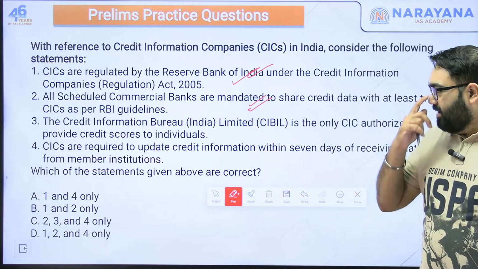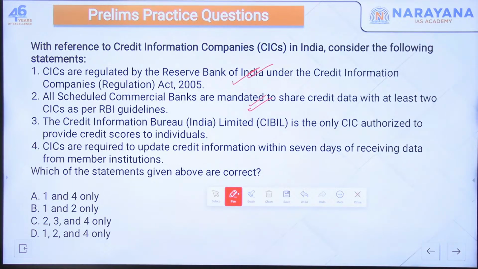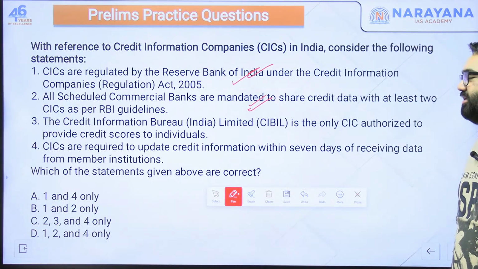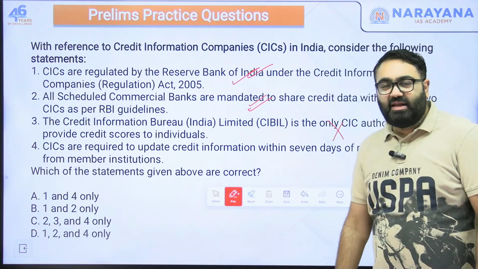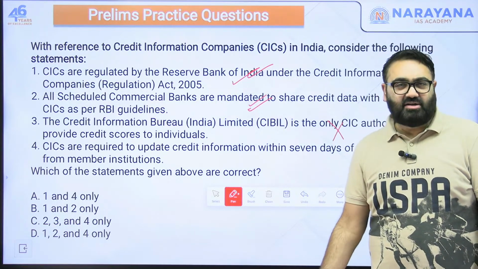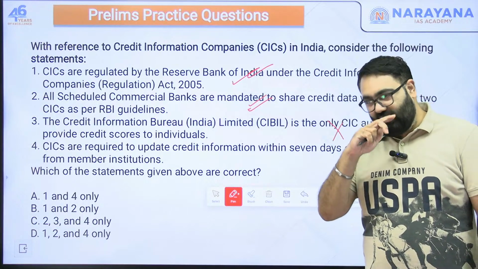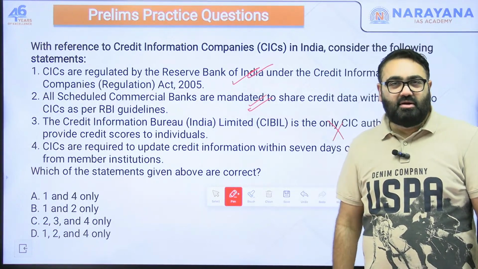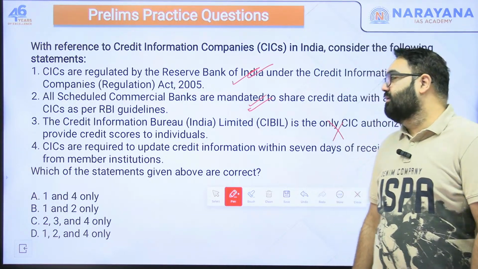Third, Credit Information Bureau Limited, this CIBIL, is the only CIC authorized to provide credit scores to individuals. No, we discussed this. There are 4 big companies, 4 major organizations that work in India to provide credit scores. CIBIL is the biggest or the most well-known one. We also have Equifax, Experian. So there are multiple, 4 major ones that do that.